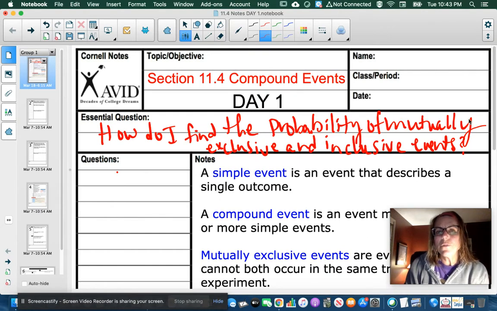Section 11.4, Compound Events, Day 1. Please write down the essential question. How do I find the probability of mutually exclusive and inclusive events?